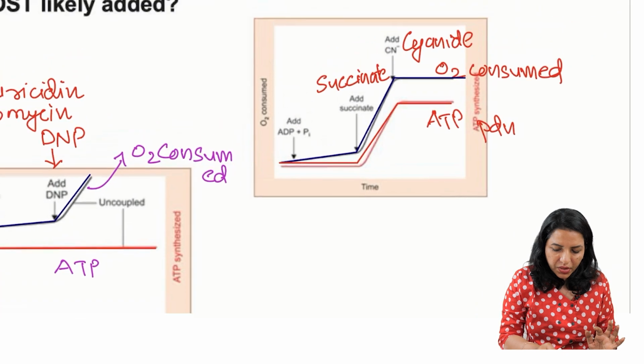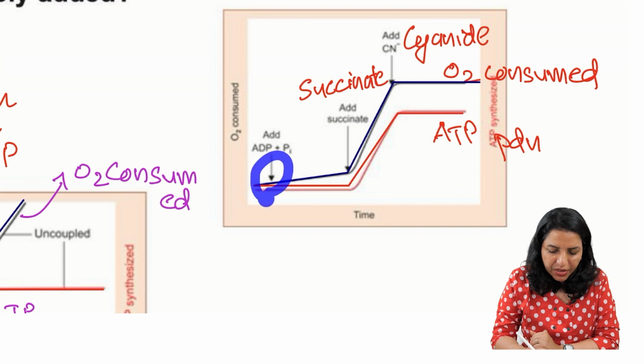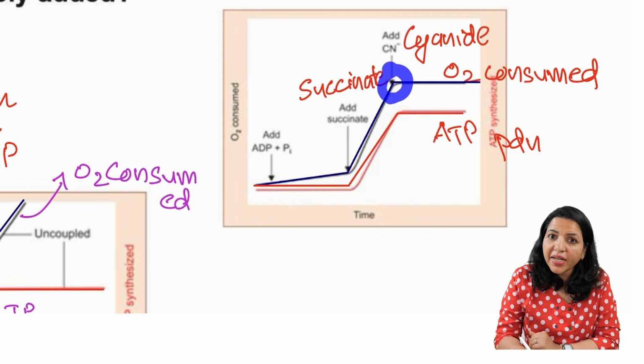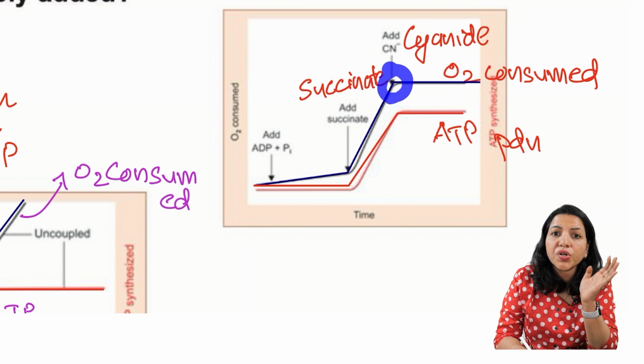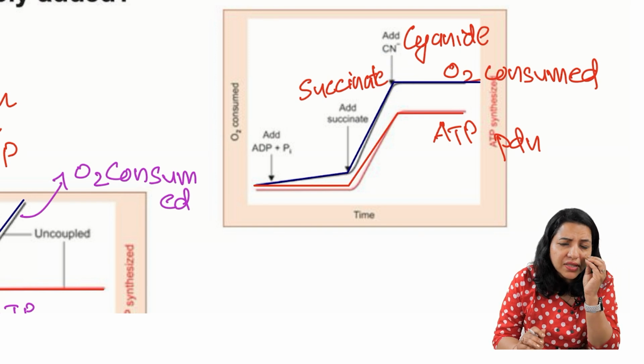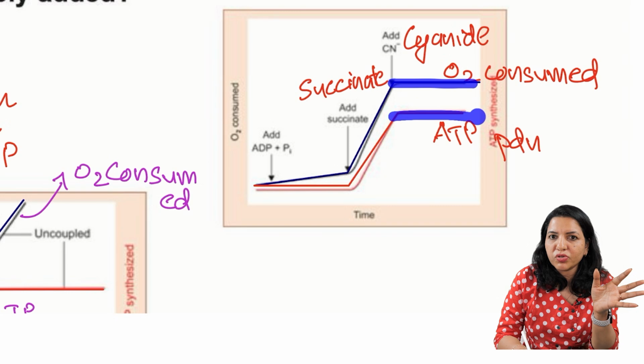Now again you can see here, this is another picture where there is ADP, there is a source of electrons, and cyanide is added. Cyanide is a complex 4 inhibitor. So a complex 4 inhibitor means that suddenly the oxygen consumption will stop, and ATP production is also stopping.